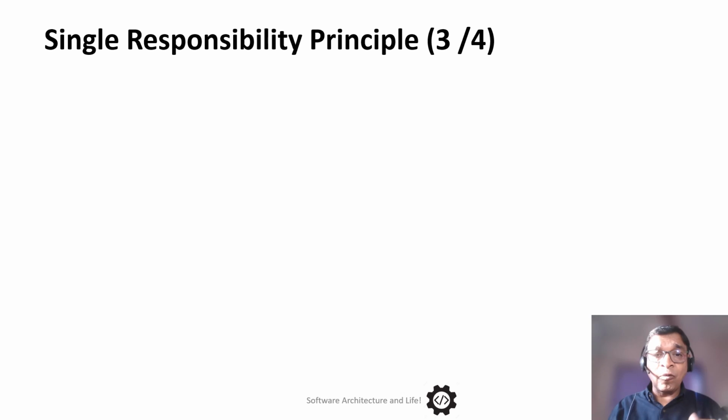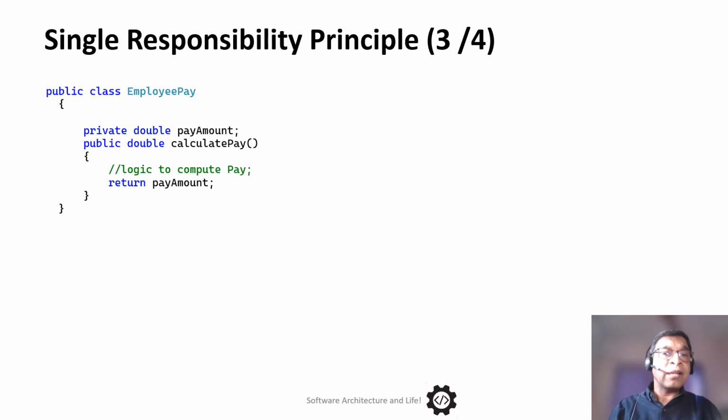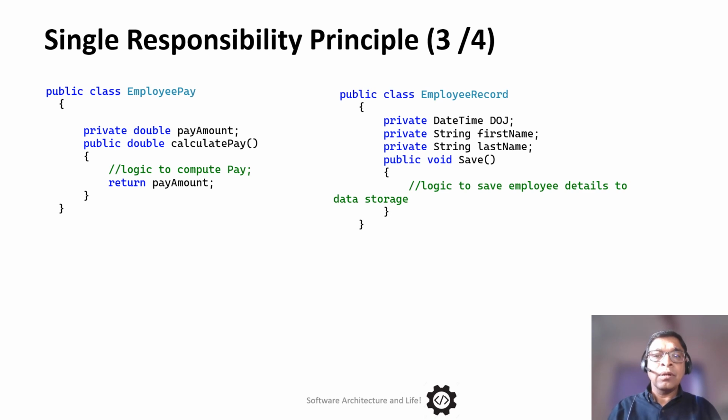Let's redesign our previous code. So I have a class EmployeePay which has a method calculate pay needed by the finance department. I would have another separate class, EmployeeRecord, which is basically to save the employee details, which was needed by the technology or data storage department. So a single class for each reason.